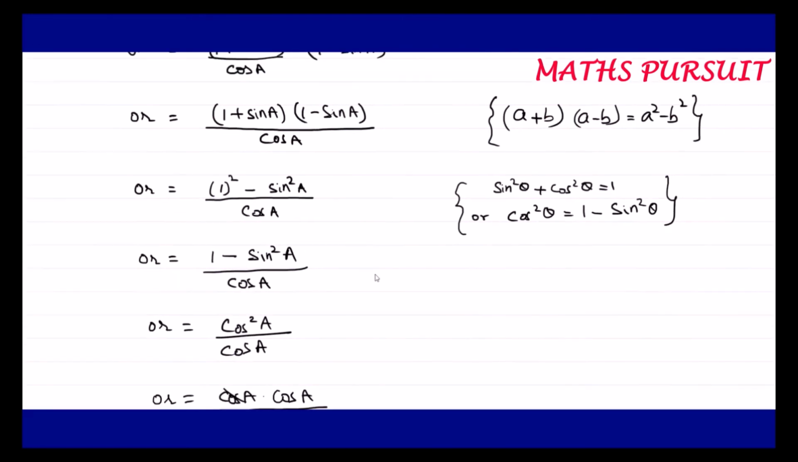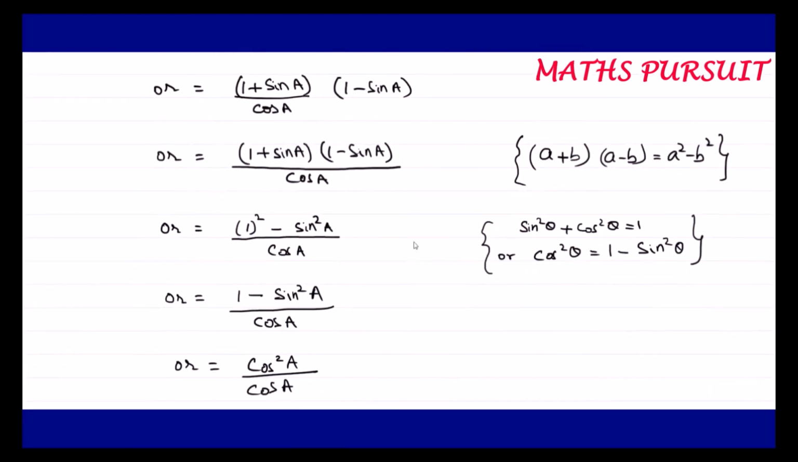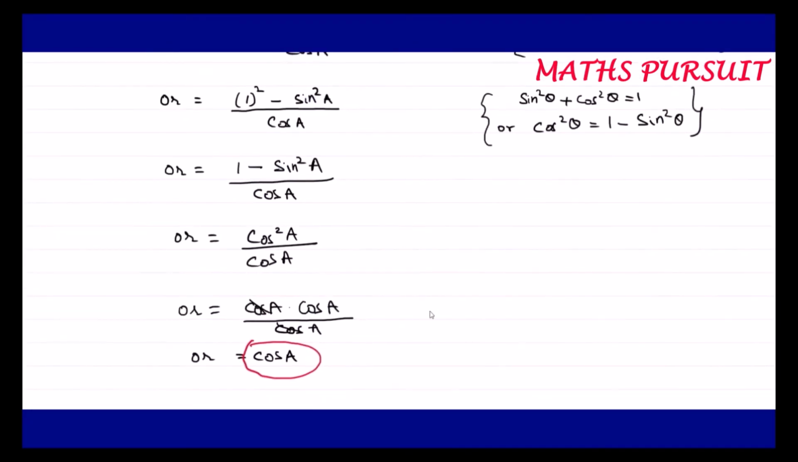Now let us see what we have. Which one represents cos A? The option D. The option D represents cos A. So that means the best answer for this is option D, which is cos A. Hope guys you understood this calculation and the process, what I did and how I reached our answer cos A, which is nothing but option D.